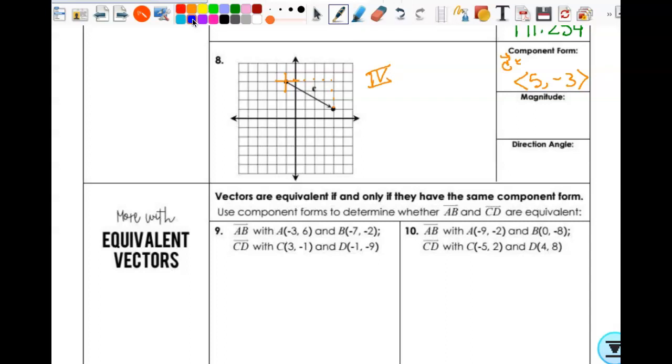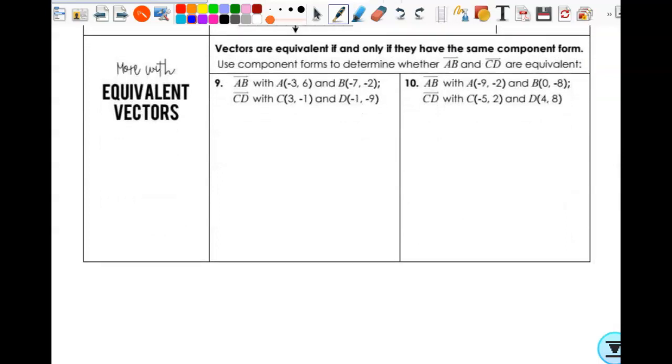Okay, so let's look at more with equivalent vectors. Vectors are equivalent if and only if they have the same component form. So these vectors are given to us with their ordered pairs. So we're going to quickly, not that you have to do this every time, but on number 9, we're just going to quickly and very roughly plot where these are. Not even going to put hash marks on here.